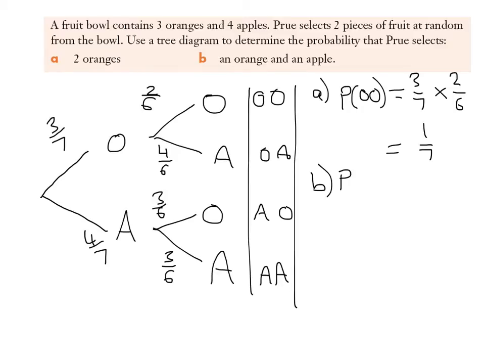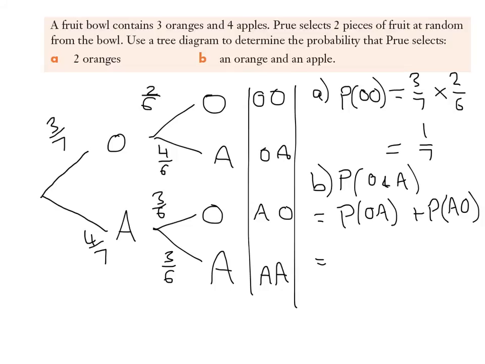For question B, it's a bit more complicated because we're working out the probability of picking an apple and an orange. We're not working out picking an orange then an apple, or an apple then an orange. We're working out the probability of picking an orange and an apple. That's going to be found by getting the probability of an orange then an apple and adding it to the probability of picking an apple then an orange.